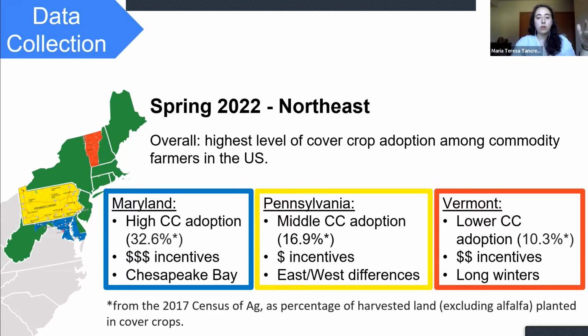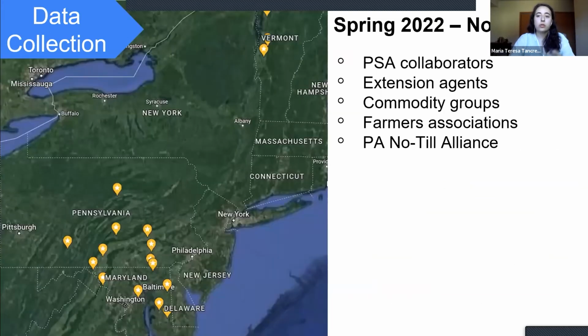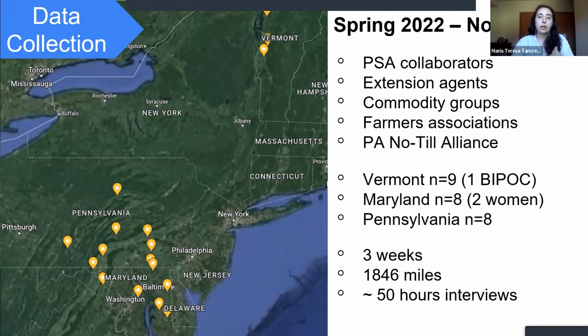And so in all those three states, I reached out to PSA collaborators, extension agents outside of PSA, commodity groups, farmers associations, and I was also able to attend an event organized by the Pennsylvania No-Till Alliance. Through all those connections, we were able to recruit 25 farmers: 9 from Vermont, 8 from Maryland, and 8 from Pennsylvania. In the span of 3 weeks, I traveled more than 1,800 miles without considering our flights, and I came home with about 50 hours of interviews with those 25 farmers.